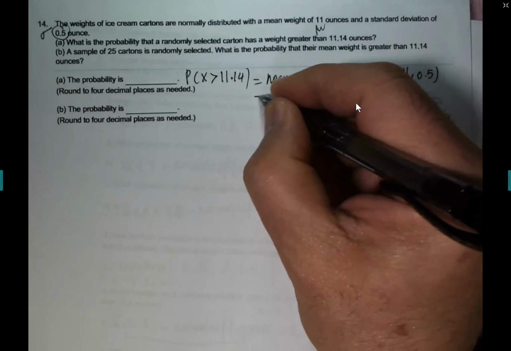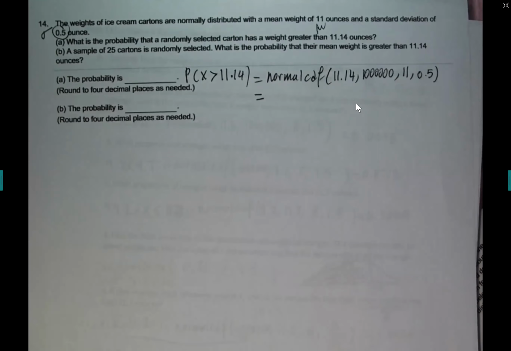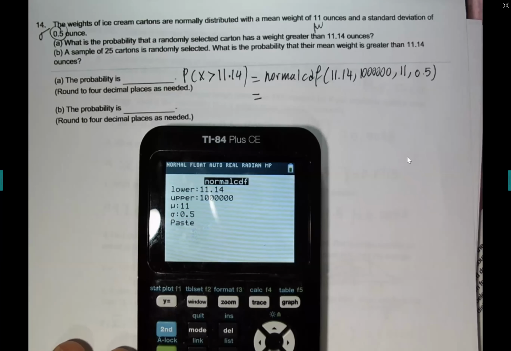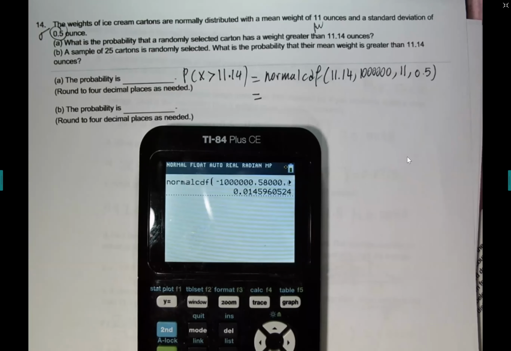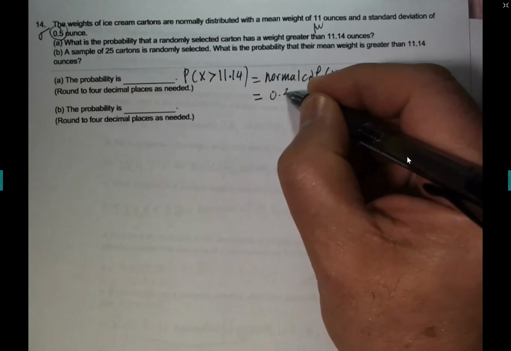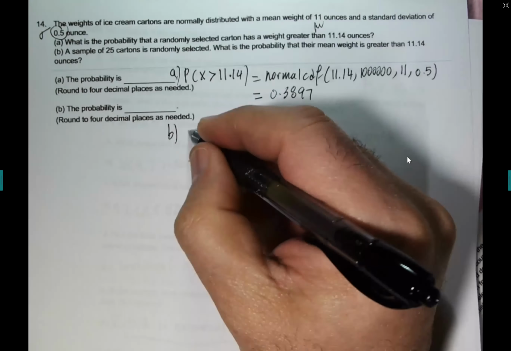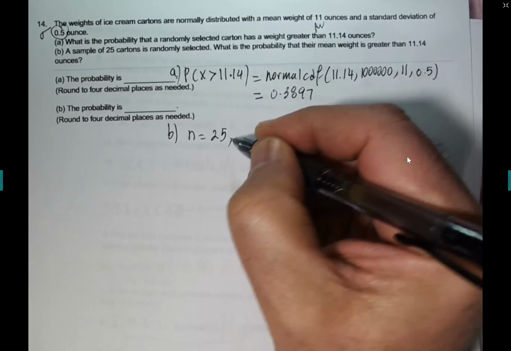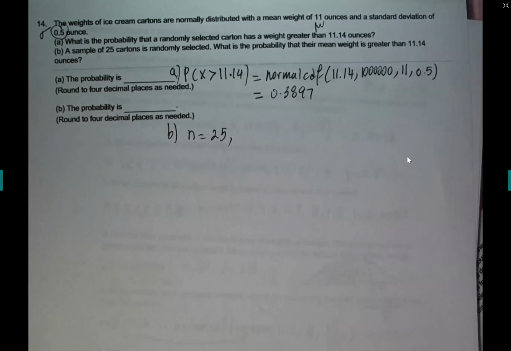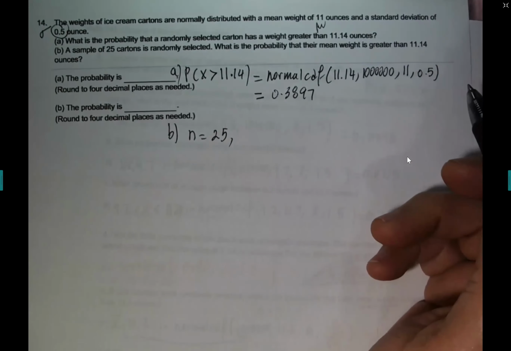So let's do the math. Let me get the answer. Okay, guys, so you can see lower, upper, and then I'm gonna paste. And the answer is 0.3897. That's part A. Part B. A sample of 25 cartons. You see, a sample is involved, so N is 25 now. He's not going to ask you about one individual. He's going to ask you about sample mean, about X bar. What's the probability that the mean weight is greater than 11.14?